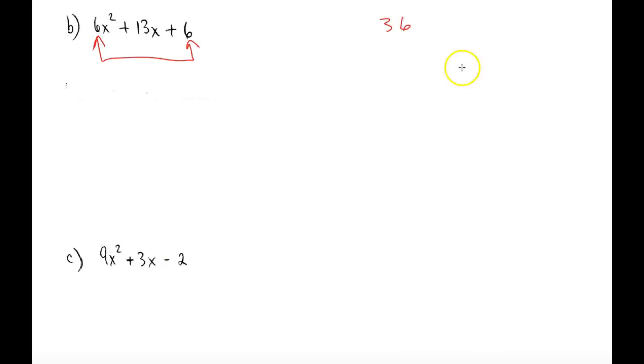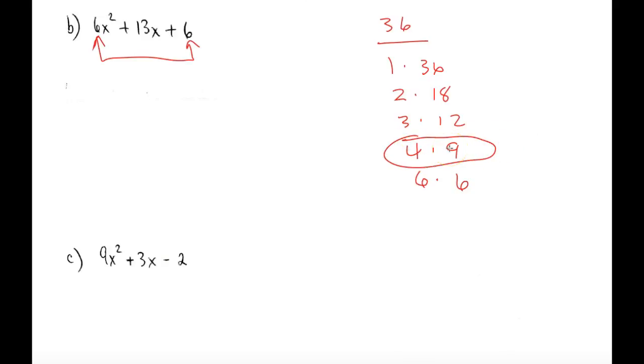And so now we think about what times what multiplies to be 36, but adds to be 13. And so if we list these factors, 1 times 36, 2 times 18, 3 times 12, 4 times 9, and 6 times 6, we see that the 4 and the 9 works, okay? And so here we could say 6x squared plus, and instead of saying 13x, now we're going to say 4x plus 9x, and then plus 6. So we're replacing this one term here with these two.